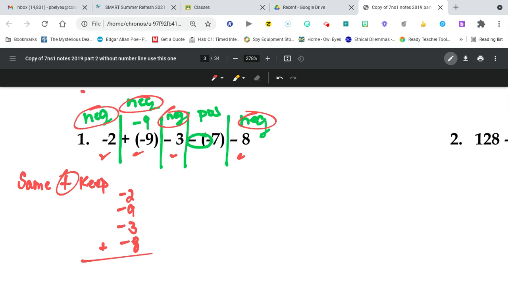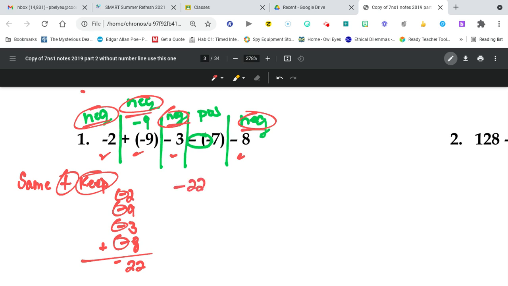2 plus 9 is 11. 11 plus 3 is 14. And 14 plus 8 is 22. But I have to keep the sign. All these signs are negative, so I keep it as negative. Okay, so I know all of these negatives put together make negative 22.